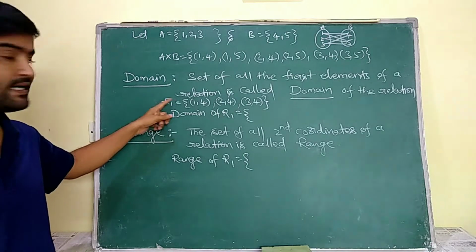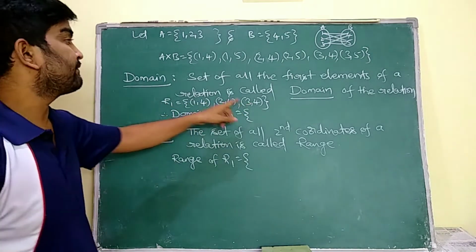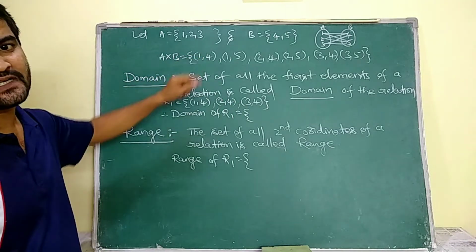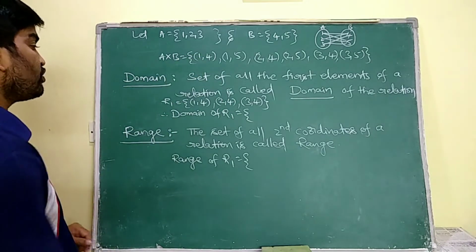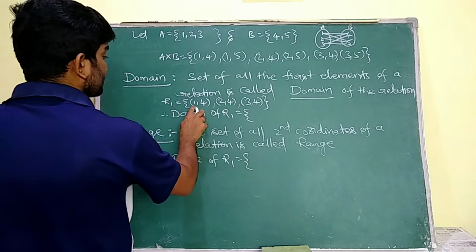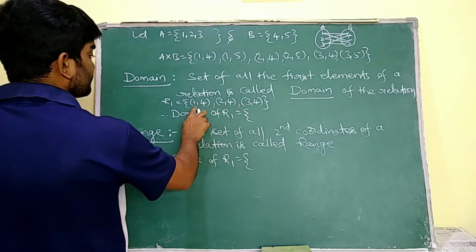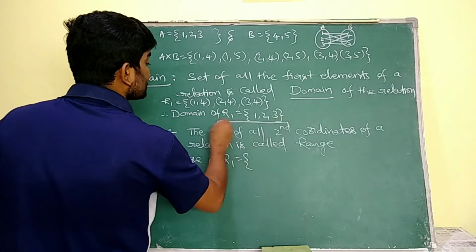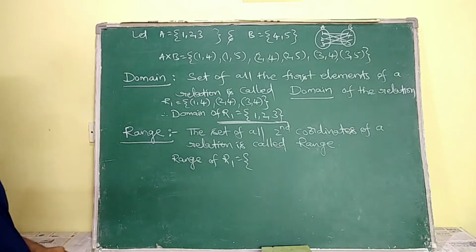Here the relation is {(1,4), (2,4), (3,4)}. Why? Because this is a subset of A cross B. Domain means the first elements. What are the first elements of all the ordered pairs? 1, 2, 3. So this {1, 2, 3} comes into this set, and this set is known as the domain.